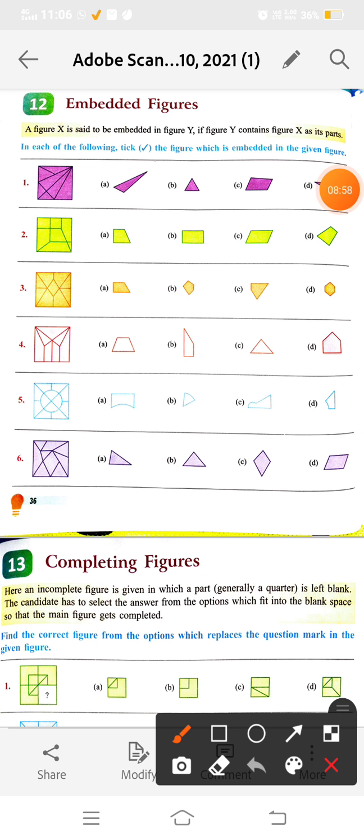Question number 5 and 6, do by yourself in homework. Okay, now we will do the completing figure, chapter number 13.